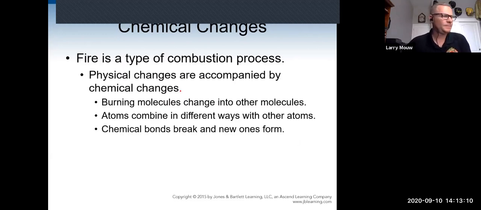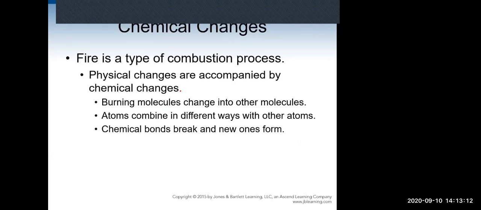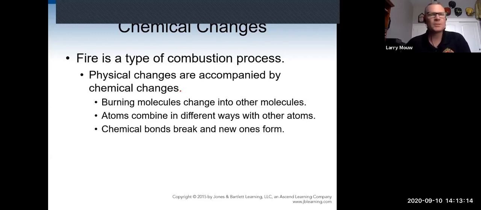Chemical changes. A chemical change is very different than a physical change. Fire is a type of combustion process, and what we see here is physical changes are accompanied by chemical changes. What that means is a chemical change is creating a different product. Water, when it goes from solid to liquid to gas, is still water. It's still two hydrogens, one oxygen.